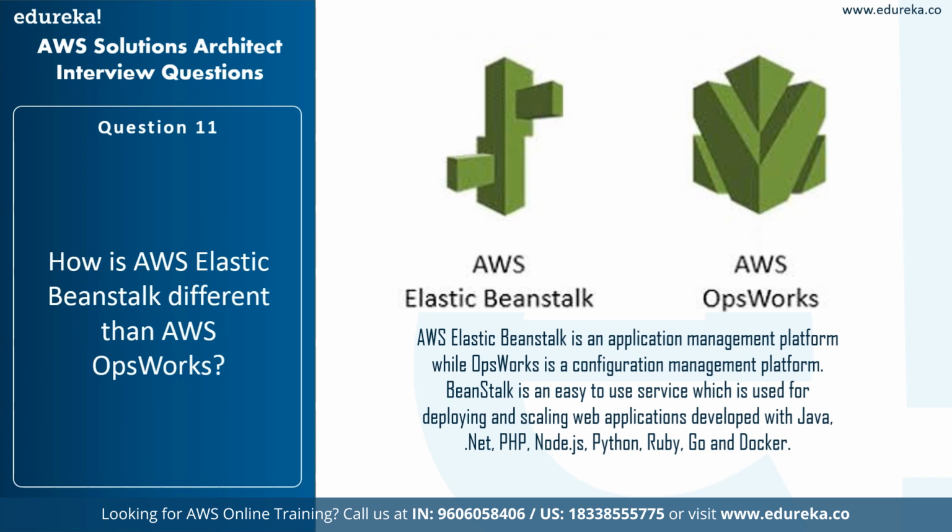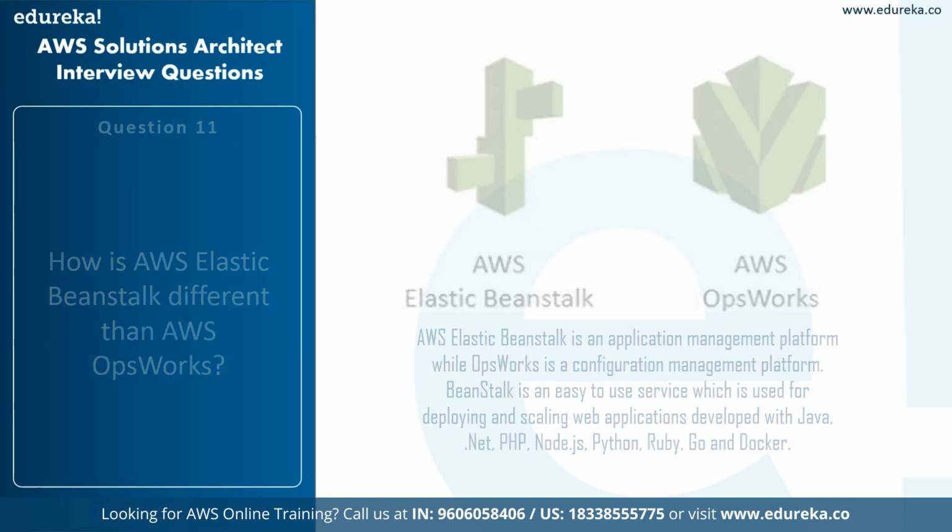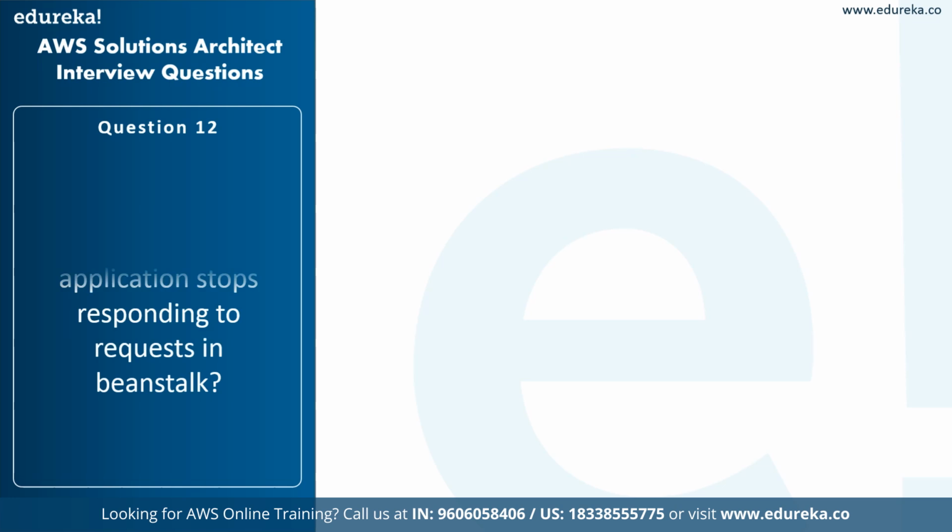But when we talk about AWS OpsWorks, it's an integrated configuration management platform for IT administrators or DevOps engineers who want a high degree of customization and control over operations. So I hope you have understood how Elastic Beanstalk is different from AWS OpsWorks. Now moving on to the next question, what happens if the application stops responding to requests in a Beanstalk?